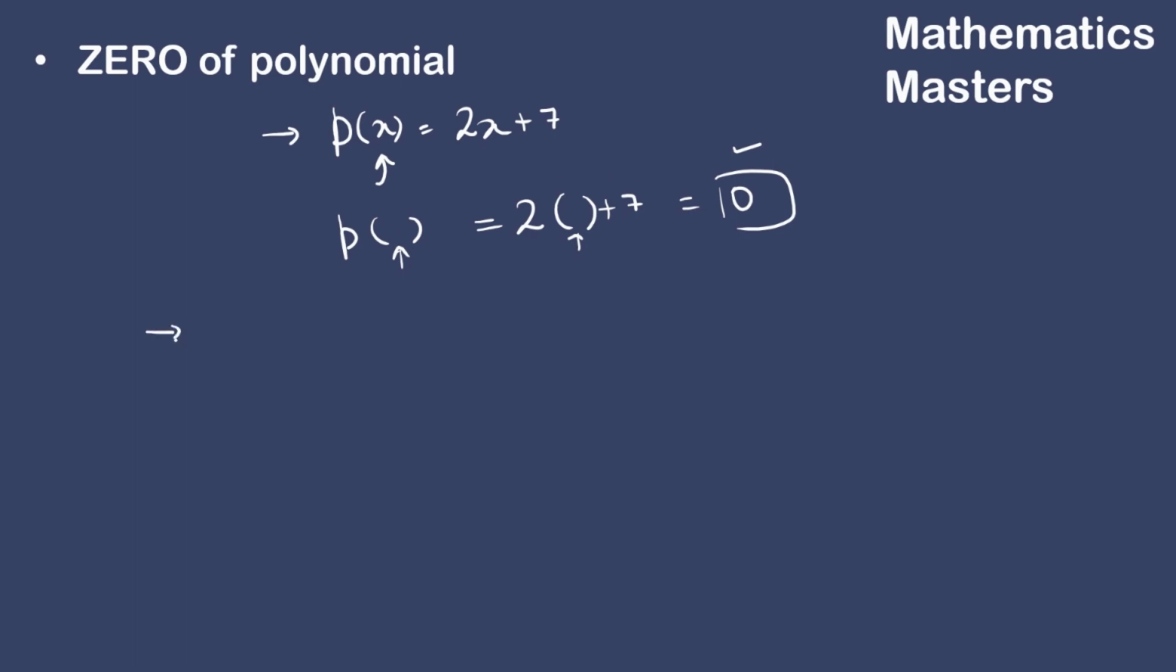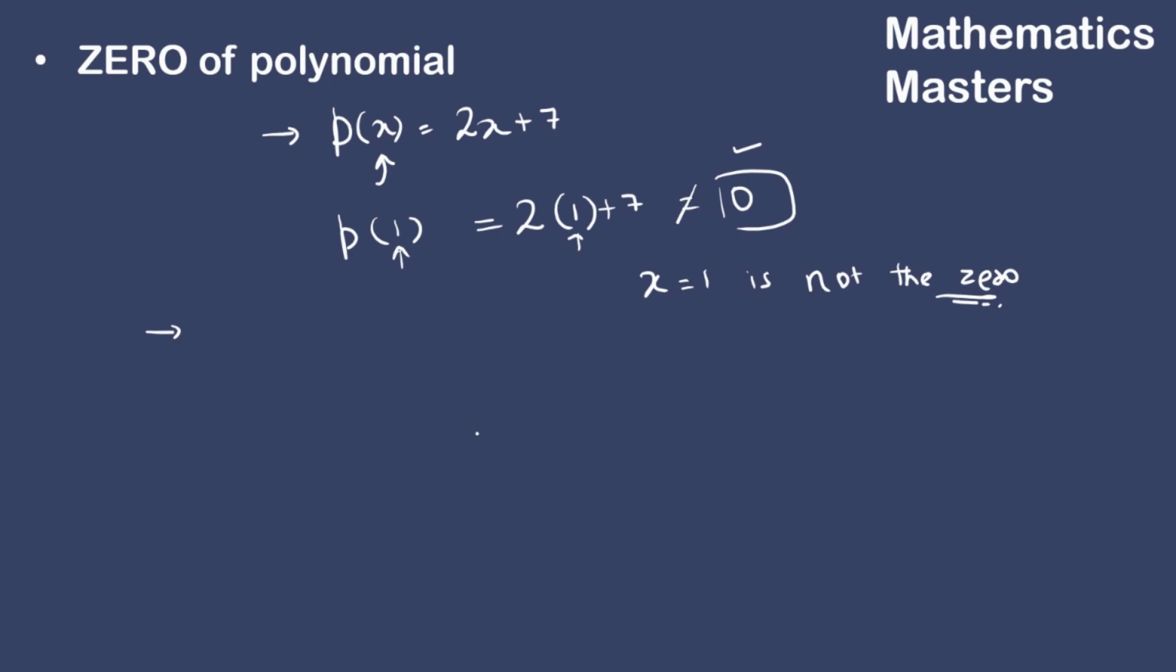Now, let us try to do this. Let's try to put 1. 2 times 1 is 2, and 2 plus 7 is 9. So this is not equal to 0 right now. That means 1 is not the zero. So x equals 1 is not the zero of the polynomial.